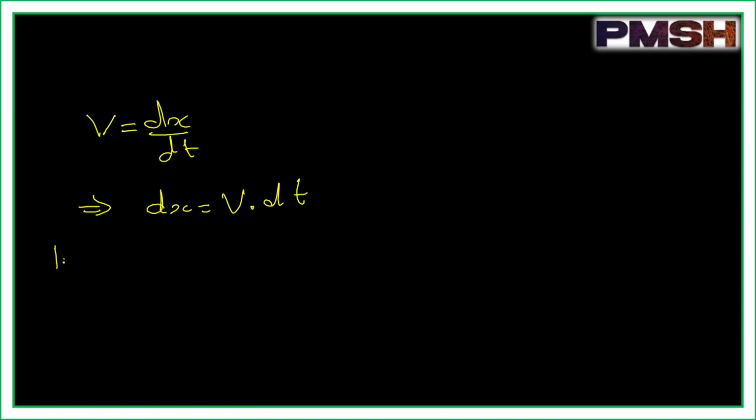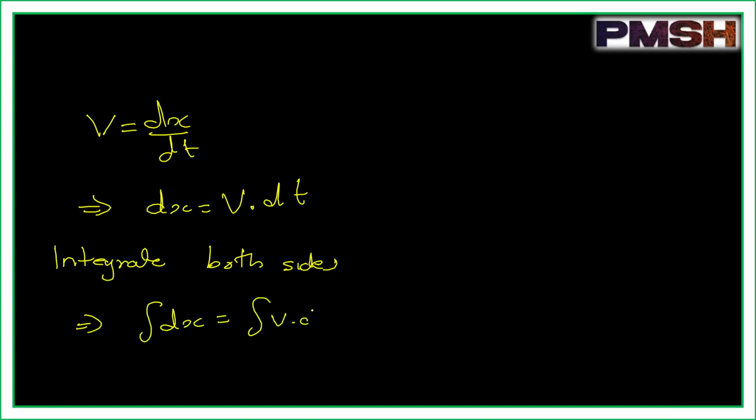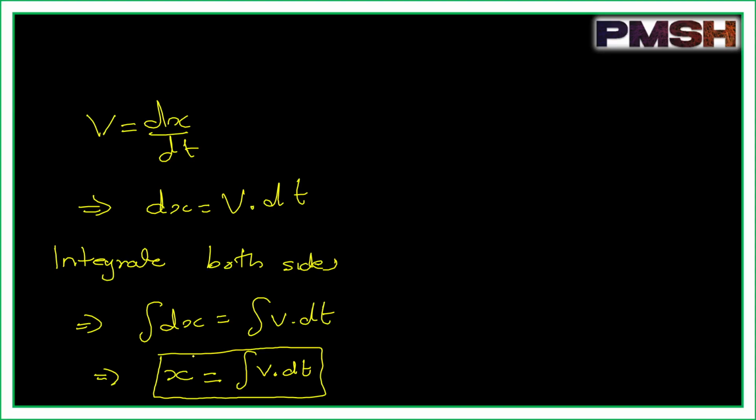Now you integrate both sides. So what we get? Integral dx is nothing but integral v dt. Integral dx answer will be x. So x is nothing but the integration of v dt. It's an important formula. x is nothing but integral of v dt.